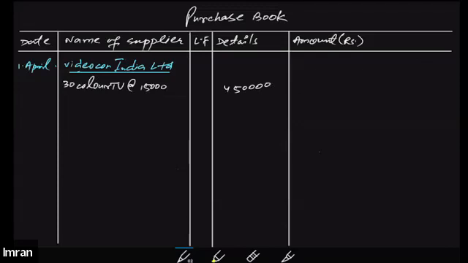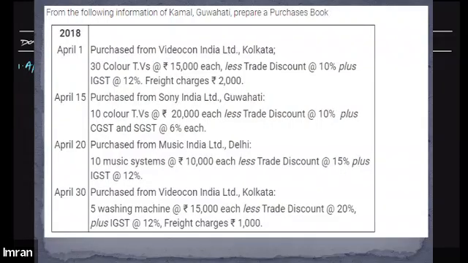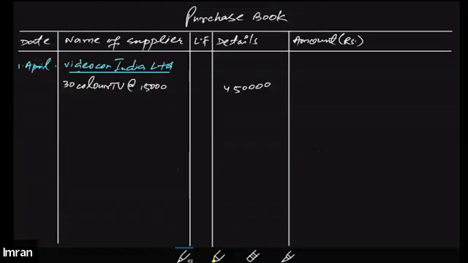Then we are provided with a discount of 10%. There is a trade discount of 10%. So we need to subtract this less trade discount. Trade discount was 10%. That means 45,000.